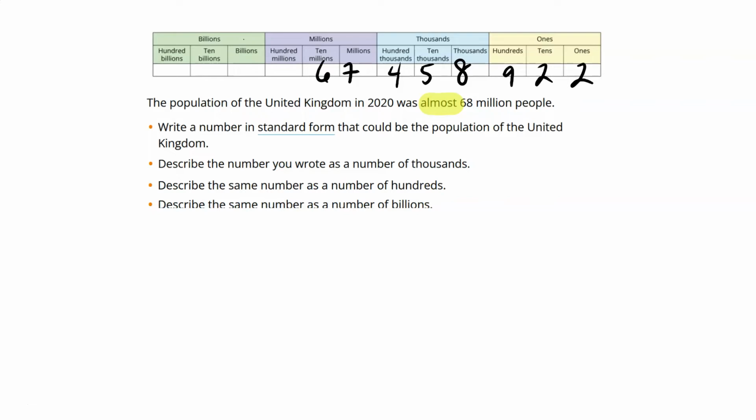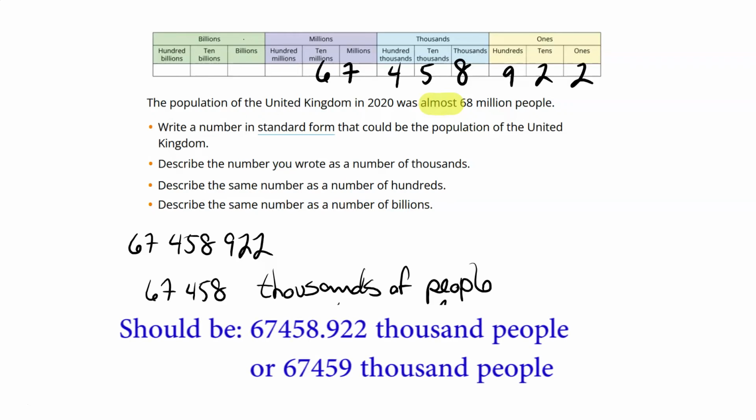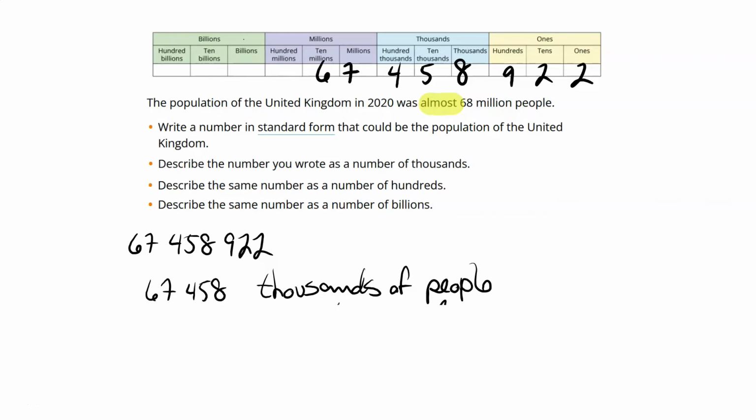Now we're asked to describe the number you wrote as a number of thousands. So instead of talking about people now, we're talking about thousands of people. How many thousands of people do we have? There's our number of people. If we want to turn it into thousands of people, we're taking off the last three numbers. So it's 67,458 thousands of people.